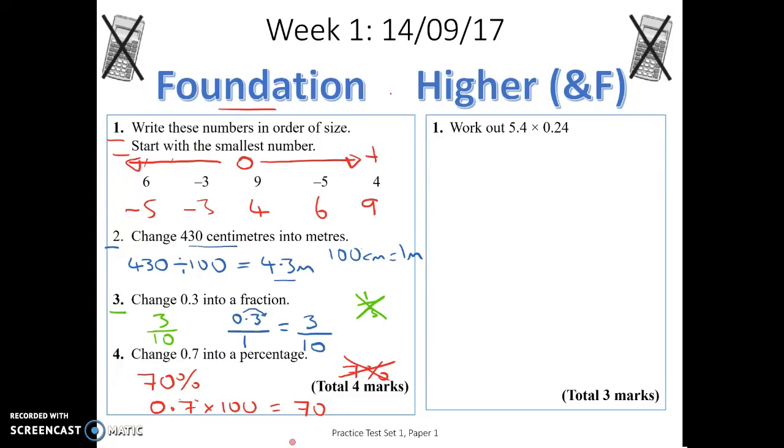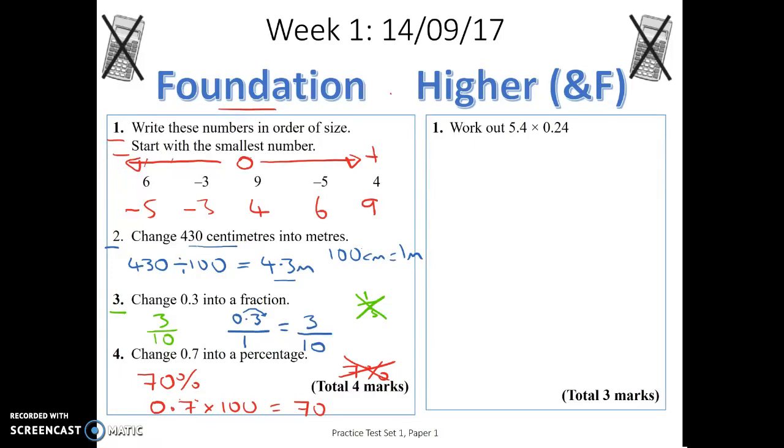Okay, let's move on to the higher question. Now it says higher, but this could also appear on the foundation paper. In fact, it did in the summer 2017. Okay, this question appeared on both. So let's have a look. What are we going to do? Work out 5.4 times 0.24.